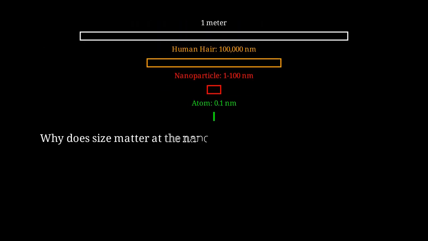You might ask, why does size matter so much at the nanoscale? The answer lies in the surface-to-volume ratio. As particles get smaller, a larger proportion of atoms are located at the surface. The surface-to-volume ratio is inversely proportional to the radius. This means that as particles shrink, their reactive surface area increases dramatically, making them exceptional catalysts.